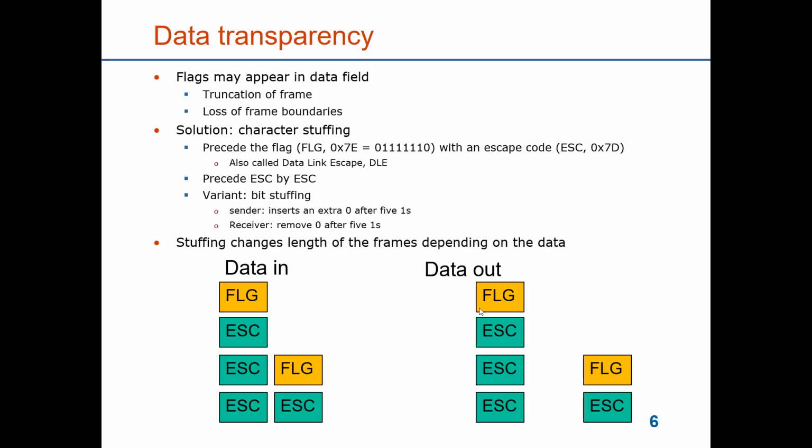So by either of these two techniques, character stuffing or bit stuffing, it's possible to ensure that the data link frame is transparent with respect to the flags that delimit the physical layer frame.